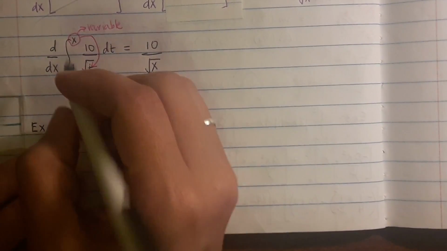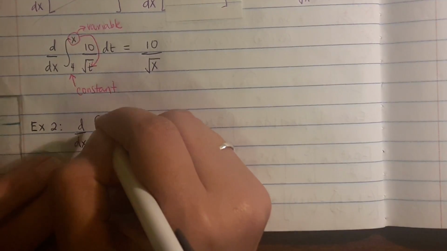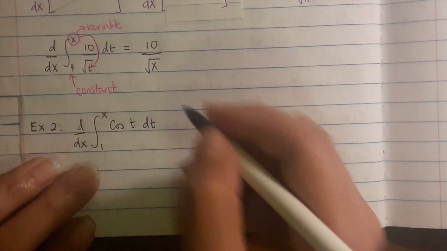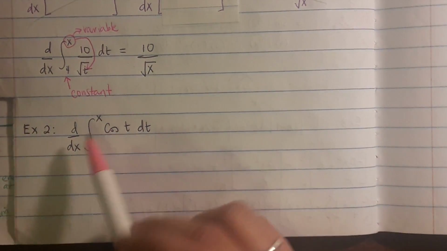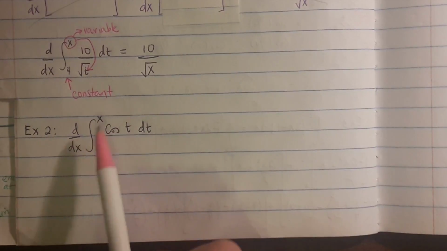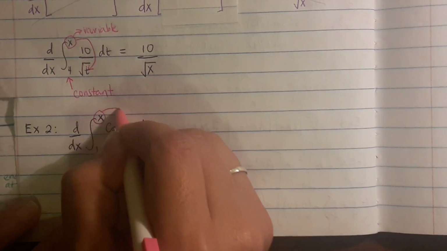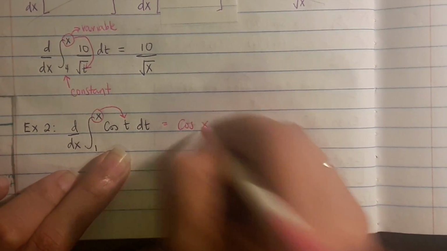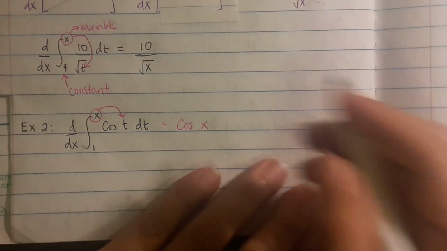So let's take a look at a few more examples. Taking the derivative of the integral from 1 to x of cosine t dt. Again, the fundamental theorem says if it goes from a constant to a variable, all you do is take that variable on top and plug it into the function where you see the variable. So you just replace it. So it's cosine x. That's it. That's the answer. And if you do it the long way, you can verify it, of course.